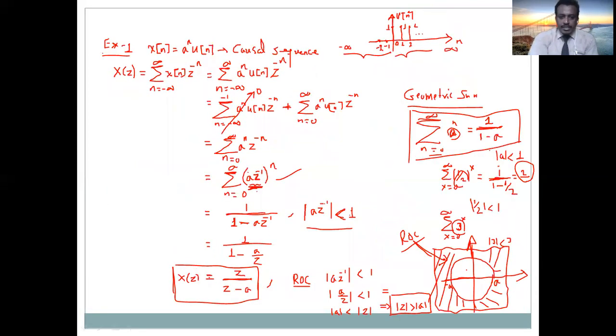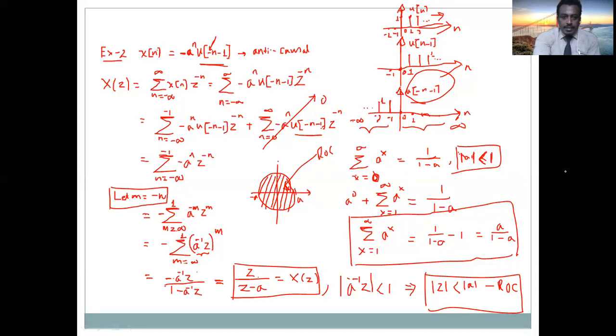So in the first case, we have seen an example for a causal sequence. This exponential, a raised to n multiplied by u of n, makes it a right-sided sequence. So for a right-sided sequence, the region of convergence is outside the circle. Inside the circle, the Z transform does not exist.